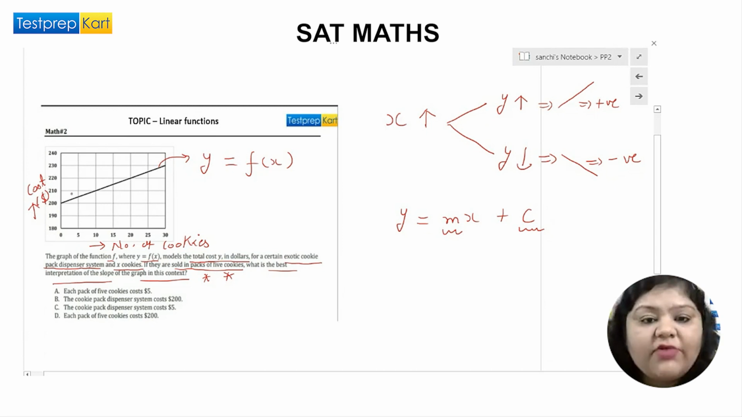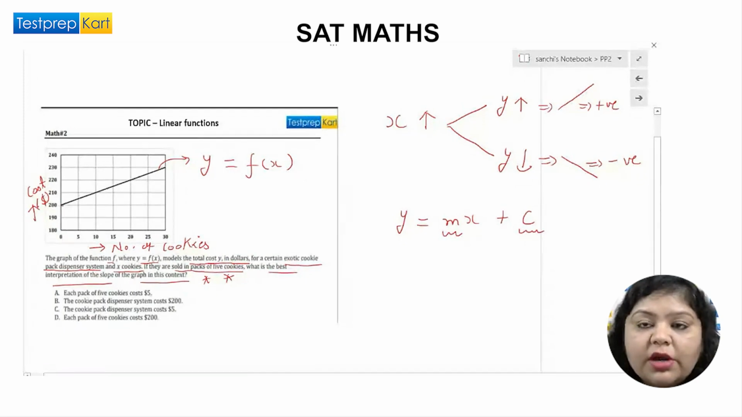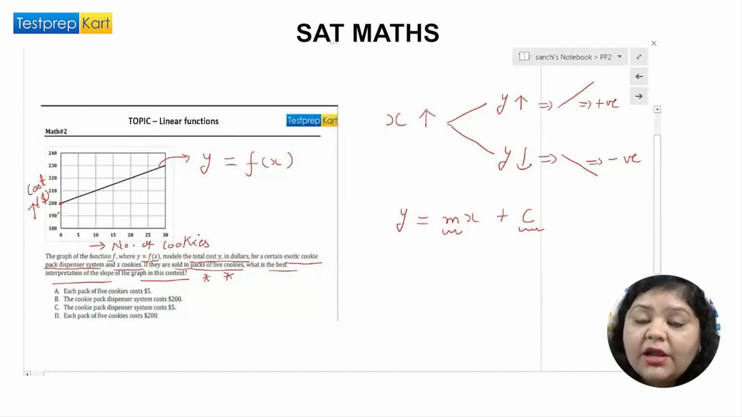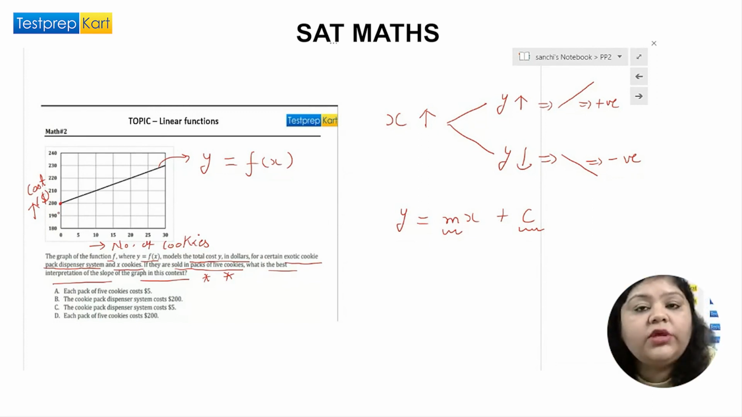Okay, now just have a look at your graph. If x equals 0, is your graph showing that the y value is 200? See, the graph is showing that. Now, what does this mean? Even if no cookie is packed, that means no pack of 5 cookies is packed, then only $200 will be required to maintain this dispenser system. Okay, that's the interpretation for the y-intercept.